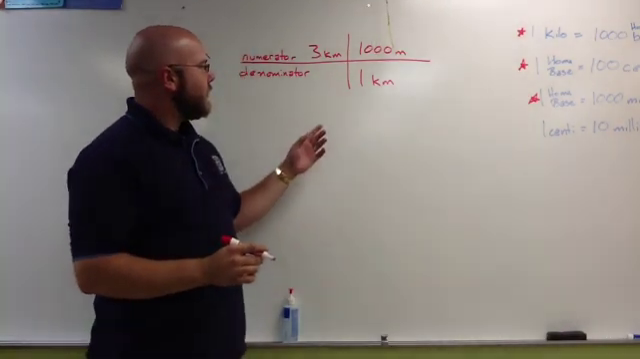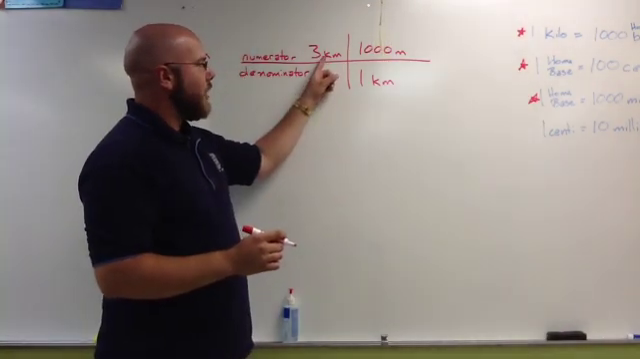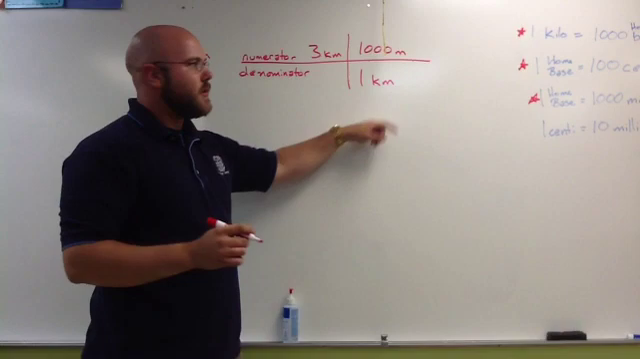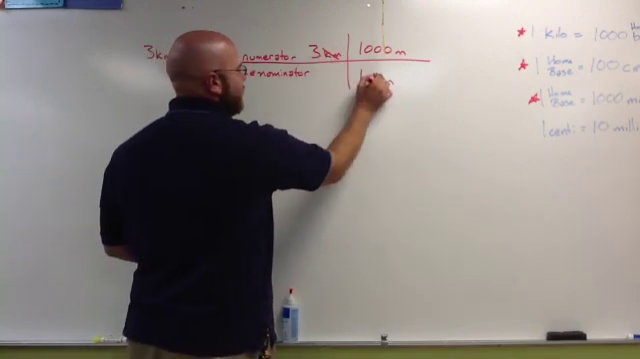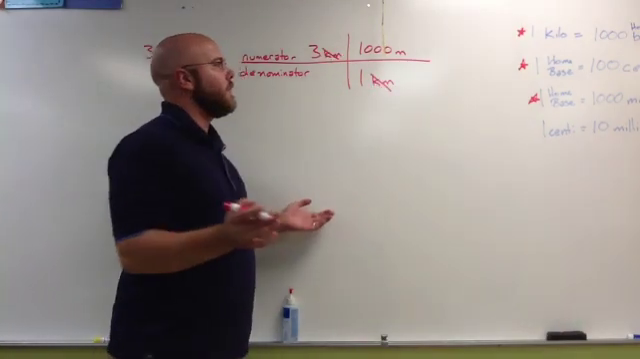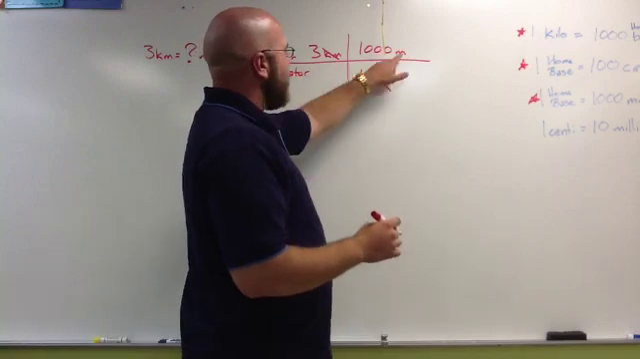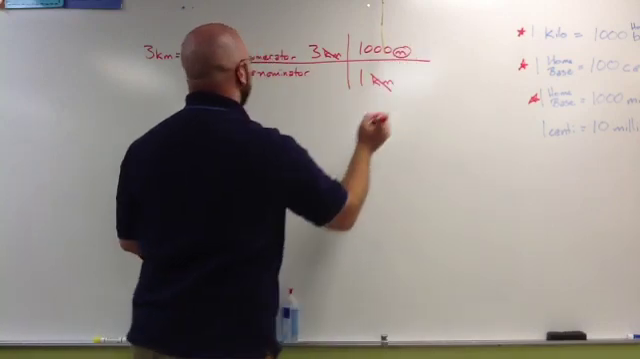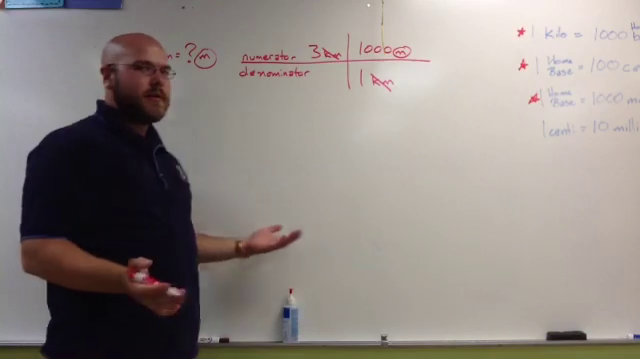So I'm going to put 1,000 meters. Now, from here I can see that my kilometers are up here in the numerator, my kilometers are in the denominator, so all I'm going to do is just cross them out and I don't have to worry about them anymore. And that's the unit that I'm looking for. Right here I've got meters, right here I've got meters, so I'm good to go.